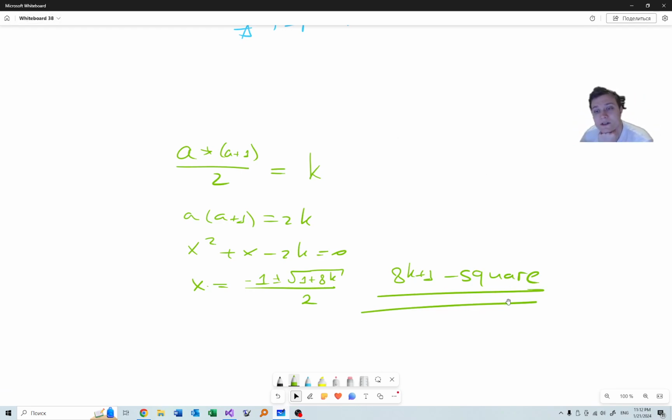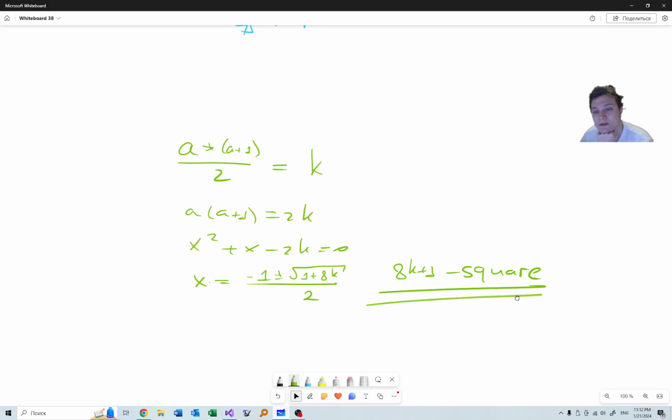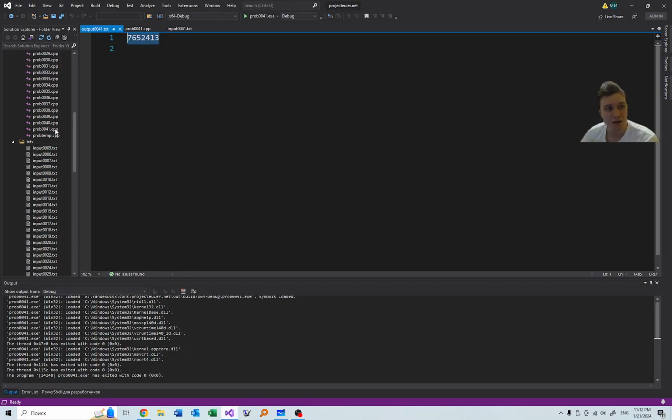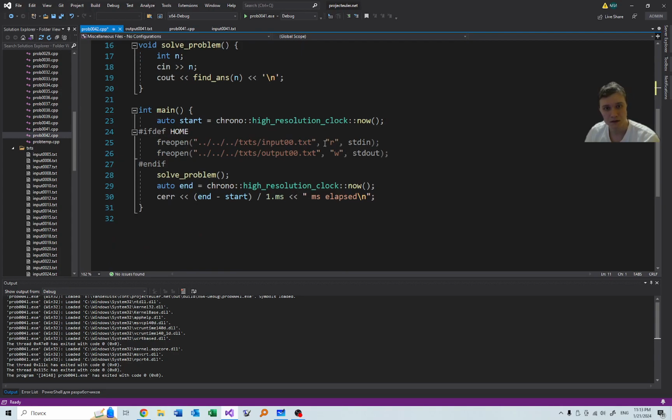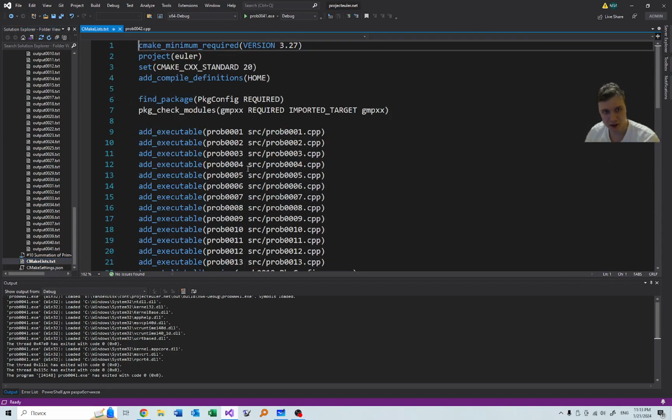So there are several challenges. First of all, we need to check if a number is a square. Okay, this is kind of standard. Let's do it. Let's simply do it. Okay, so let's make a function. Let's make a function is a square.